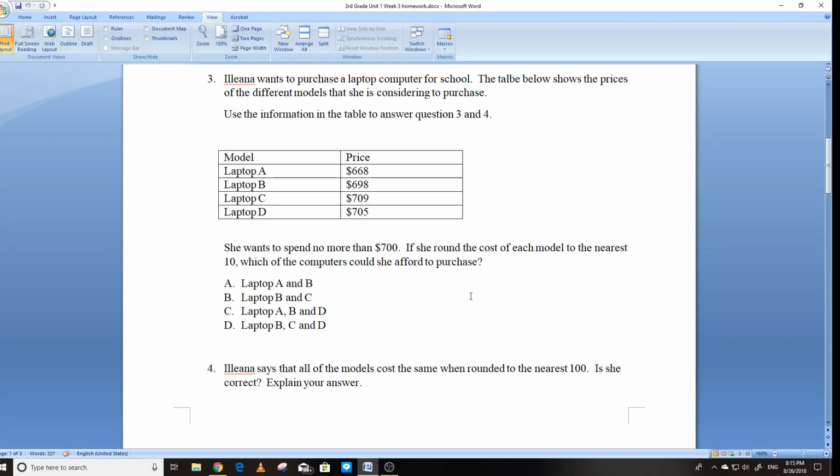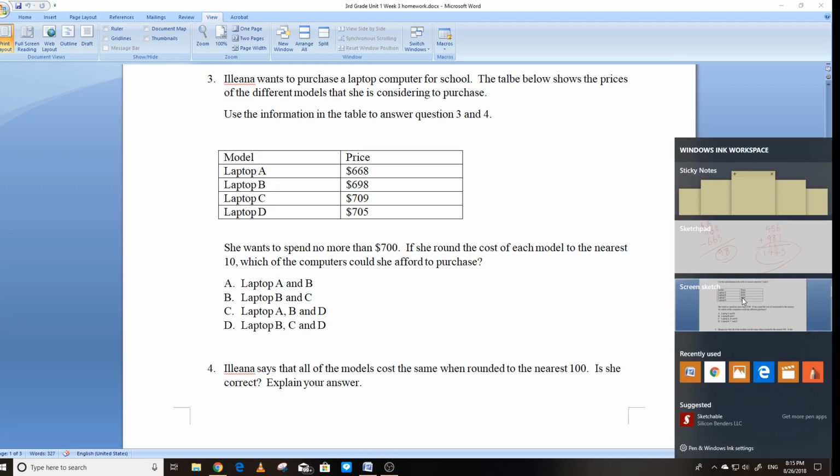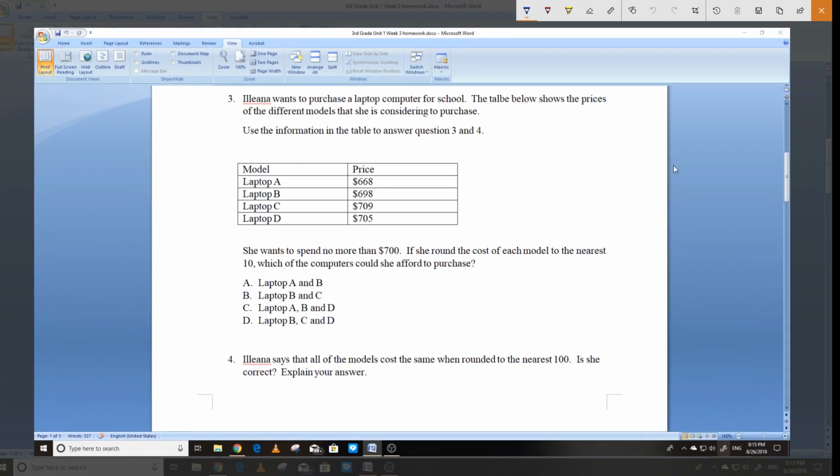Dear students, now we are coming back to the homework and we're ready to look at question number 3 and 4. Question number 3 is not an easy question and you really need to be careful when you're doing it. So please be careful. Let's read it together.